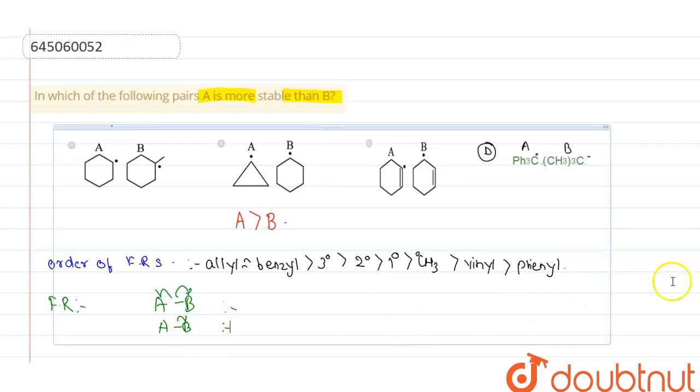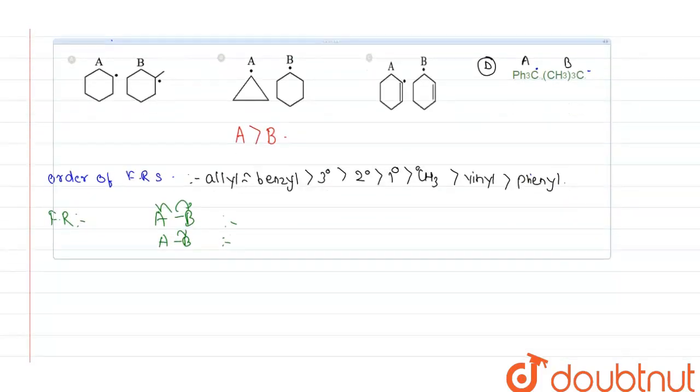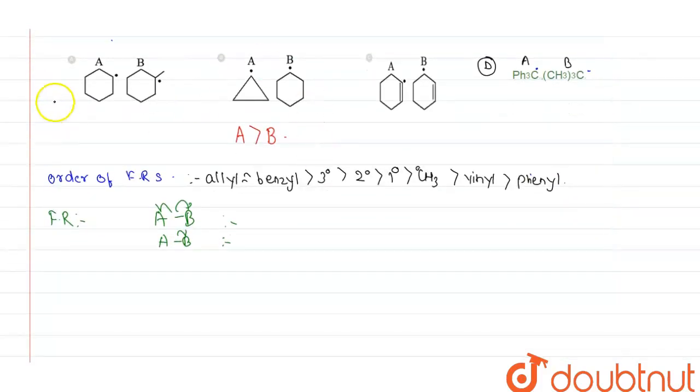So here, if we see this first one, we have radicals A and B. One second, I've made this wrong. So this is A radical and this is B radical.